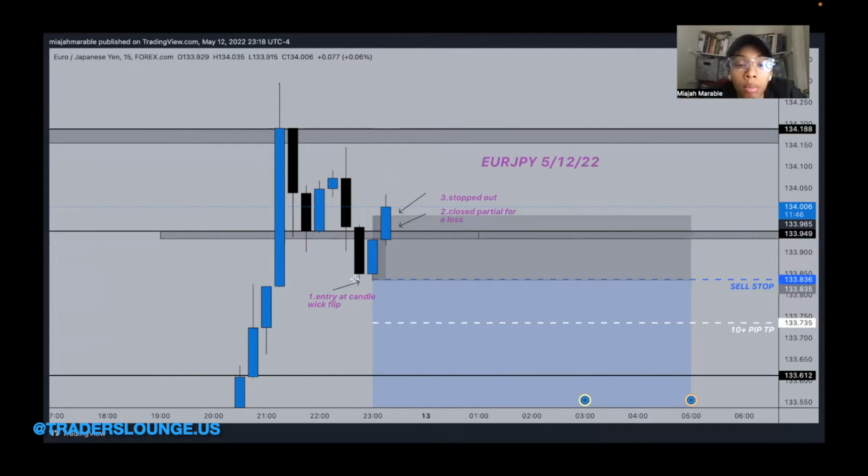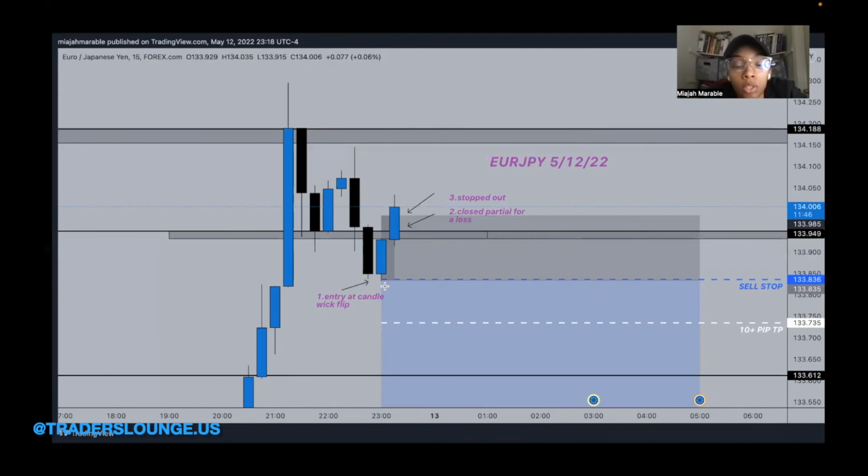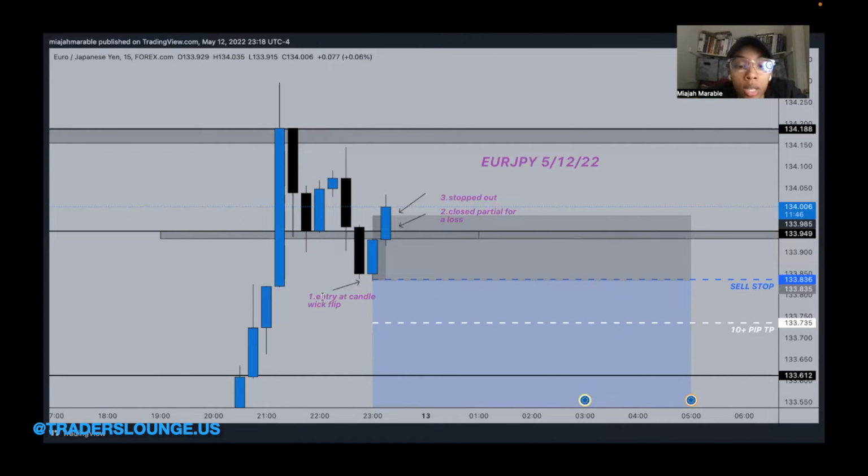Same thing, always. My zone is here. Price came down and broke through, that's my signal right there. Price wicked a little bit down below and I enter, that's my entry. Same thing, doesn't matter, nothing changes. I had my 10 pip TP right here. Once I saw price coming up here, I closed partial for a loss, then I got stopped out.